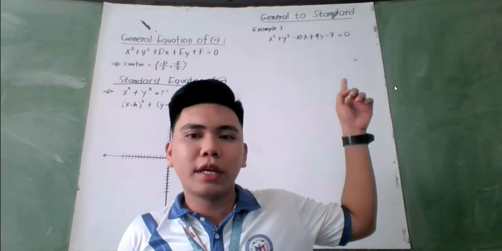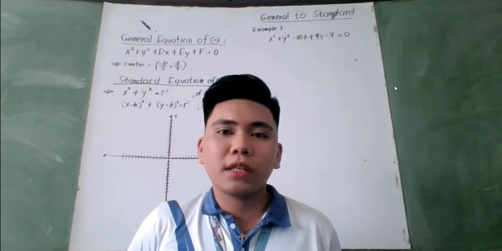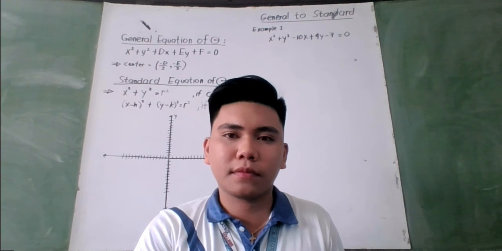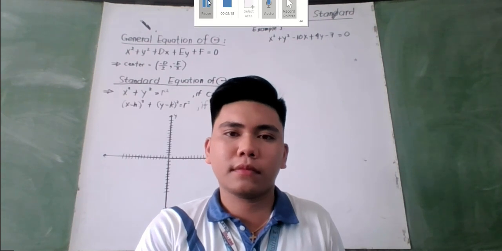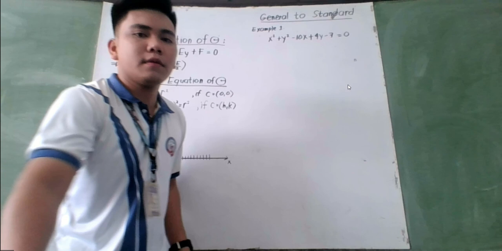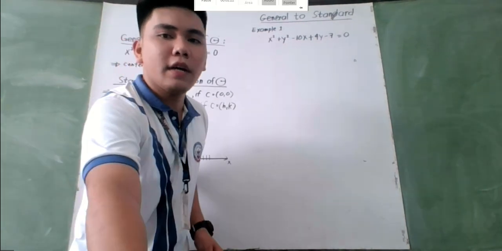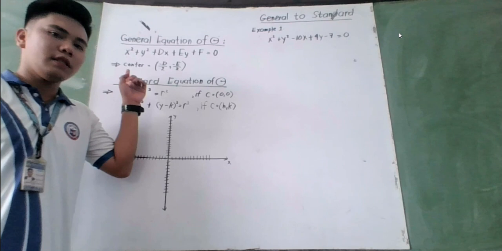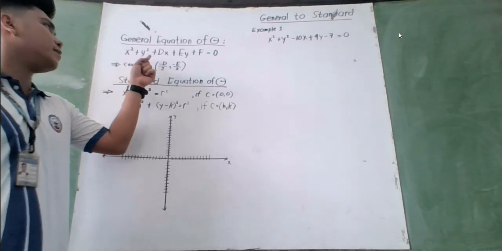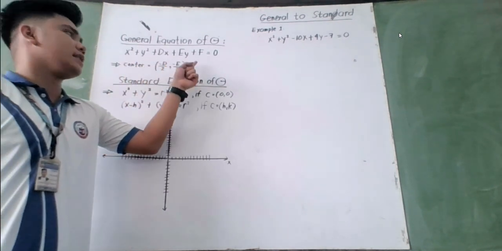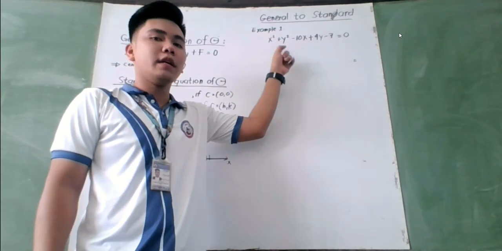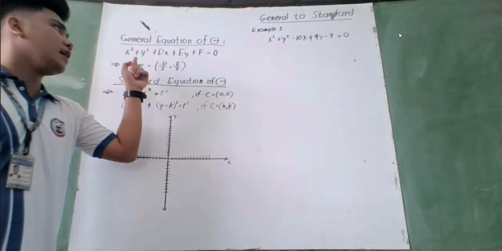So in this example here, we have the general equation. So again, you have the general equation here and the standard equation. You have x squared plus y squared plus dx plus ey plus f is equal to 0. And this is an example of a general equation of a circle.